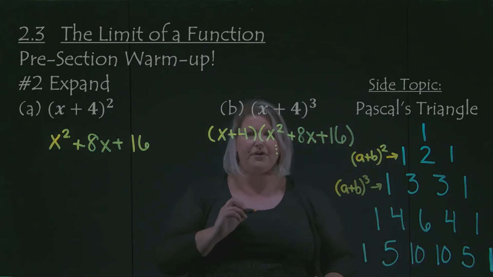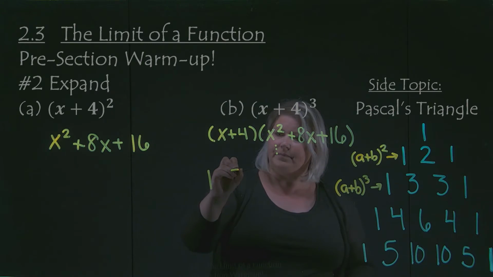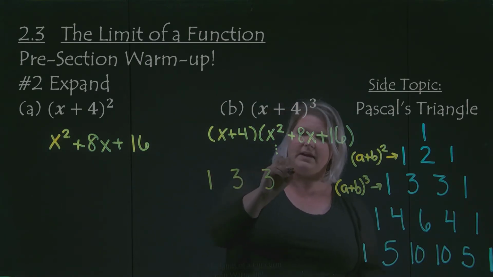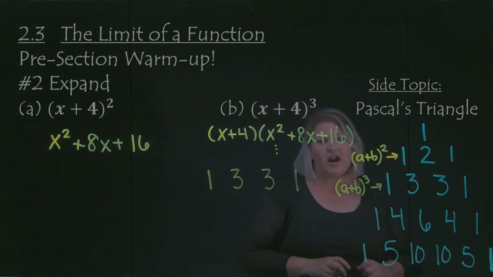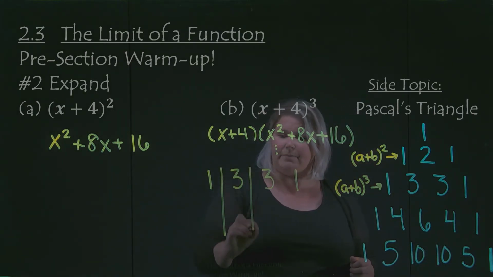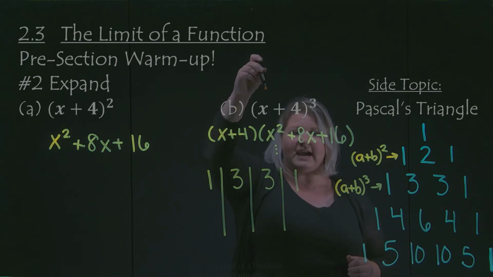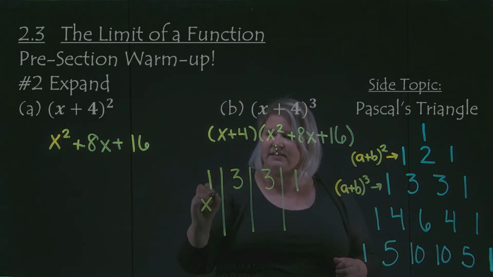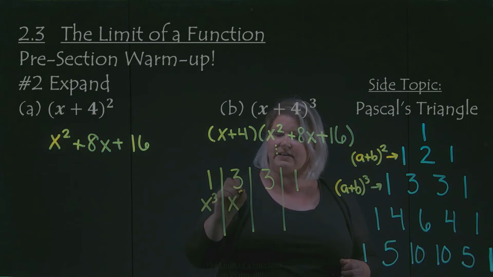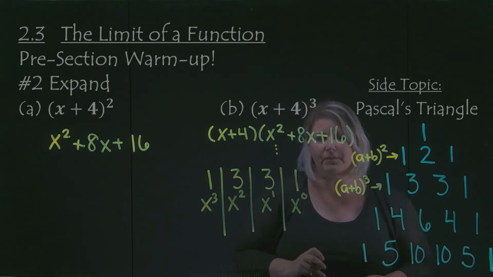I'm going to use that third row. So let me just write that out. So I've got 1, 3, 3, and 1. All right, those are the coefficients. The next thing I'm going to do is look at what I'm putting to the third power. The first thing is x. So I'm going to start with x to the third power, then x to the 2, x to the 1, and x to the 0.